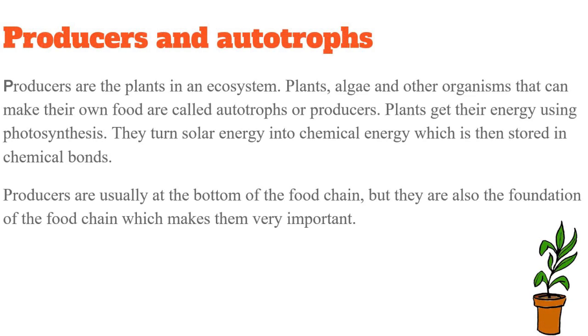Plants, algae, and other organisms that can make their own food are called autotrophs, or producers. Producers are usually at the bottom of the food chain, but they are also the foundation of the food chain, which makes them very important.